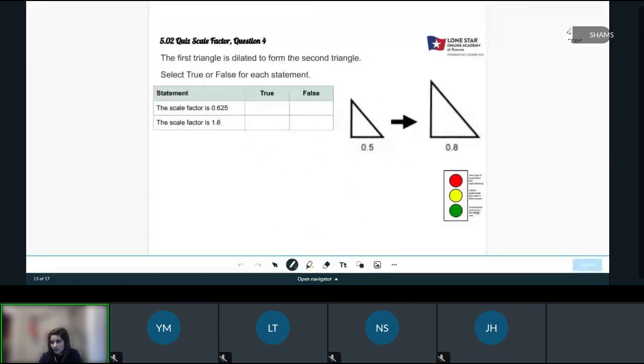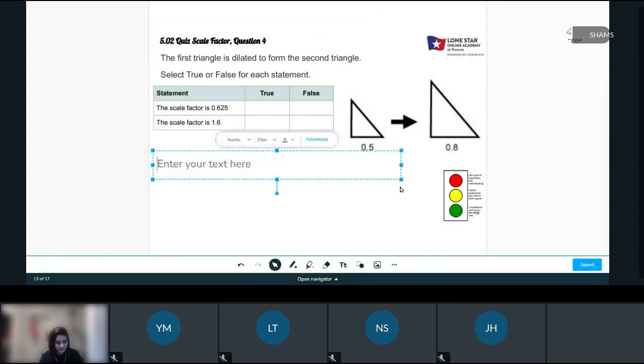Here's question 4, second variety. Again, we start with the smaller triangle, right? 0.5, and get to a bigger triangle that's 0.8. We want to see what is the scale factor. The scale factor is a ratio. It is the ratio of new to old sides, right?